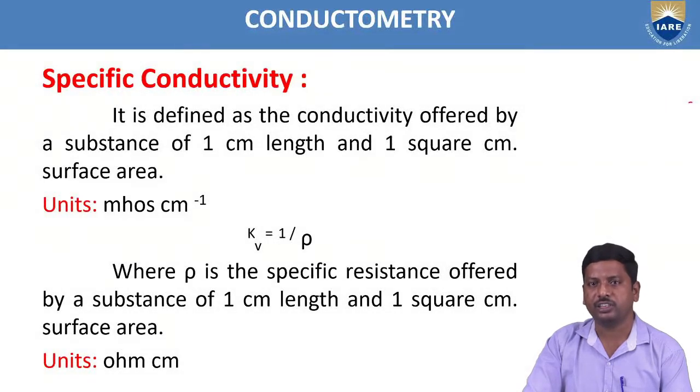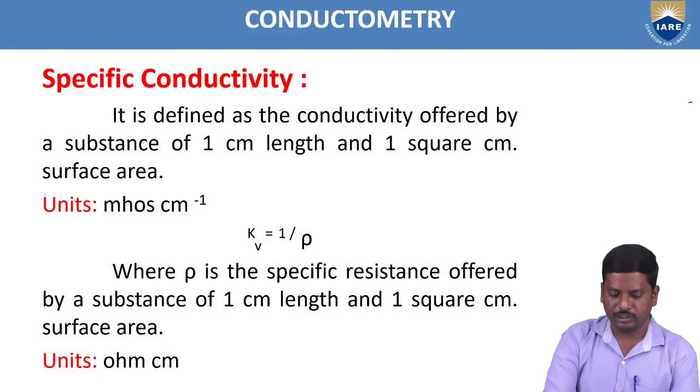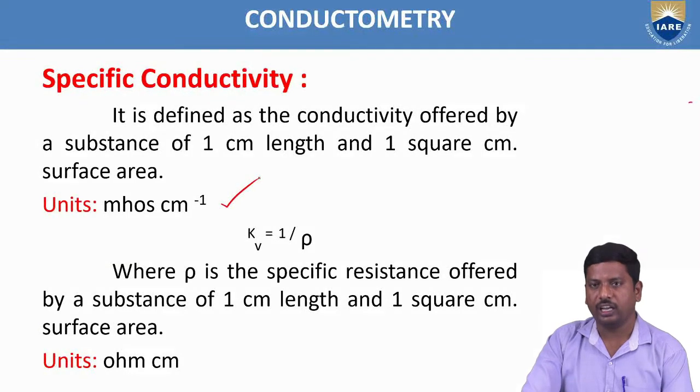And what are the units? Mho centimeter inverse. Why do you get these units? Generally, what are the units for conductance? Ohm inverse. And we consider the square centimeter area. That's why we get the inverse square centimeter. So these are the units for a square centimeter area, and it is represented by k suffix small b. It represents the specific conductivity.